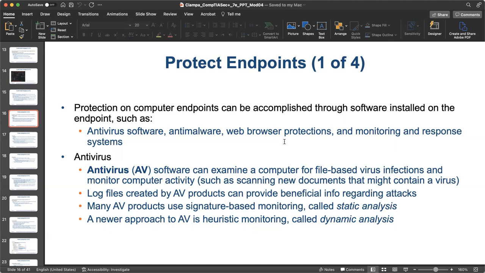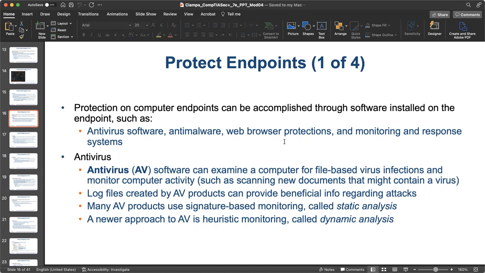The protection can be done through software installed on the endpoint, such as antivirus software or anti-malware, a web browser protection tool, and anything like a monitoring and response system, IDS, IPS systems, depending on what technologies you want to use. So when it comes to antivirus, which is a known entity, most of you guys are familiar with that. We have to say one of the first software protections was the antivirus, or as you can see, the terminology here refers to it as an AV.